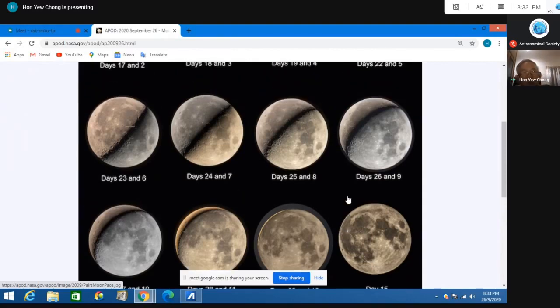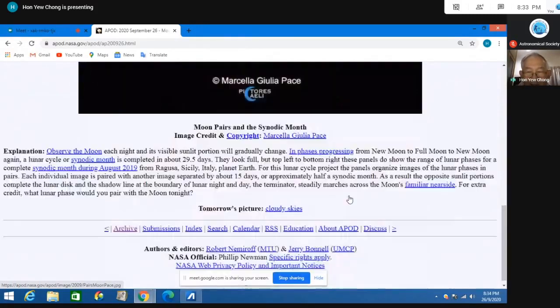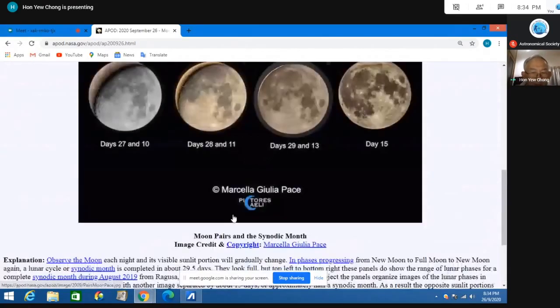So very, very nice. I like to observe this. The information is nothing new, but the way it is presented is. This Italian person, Marcella Giulia Pace, knows how to do it nicely. So this is our moon phase and the synodic month, taken by a person who specializes in taking pictures of atmospheric optics like rainbows and so on.